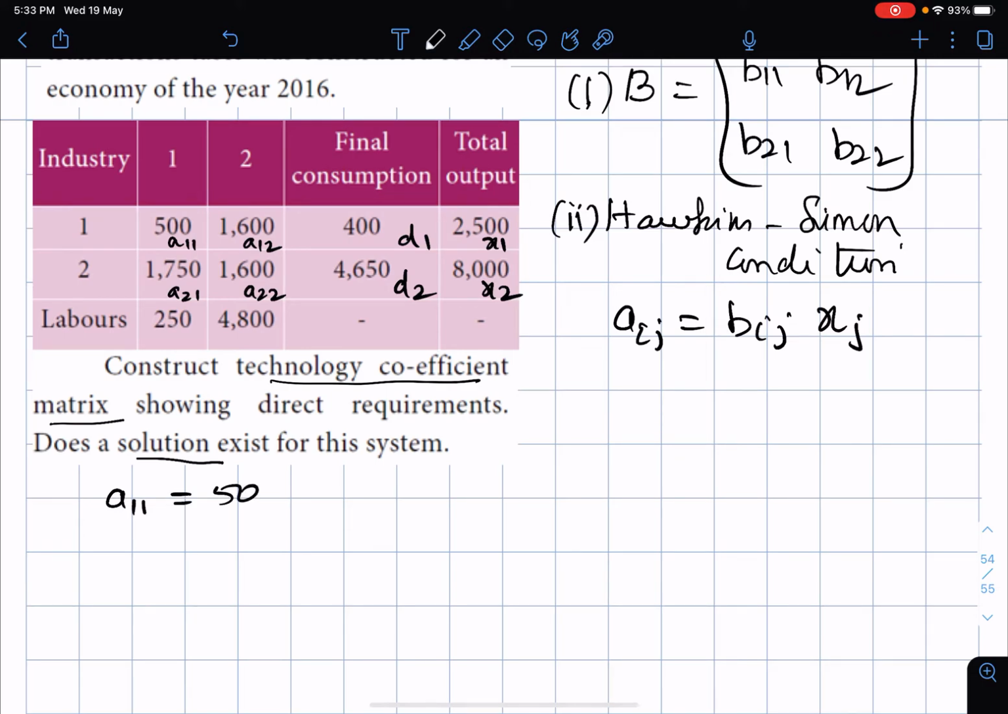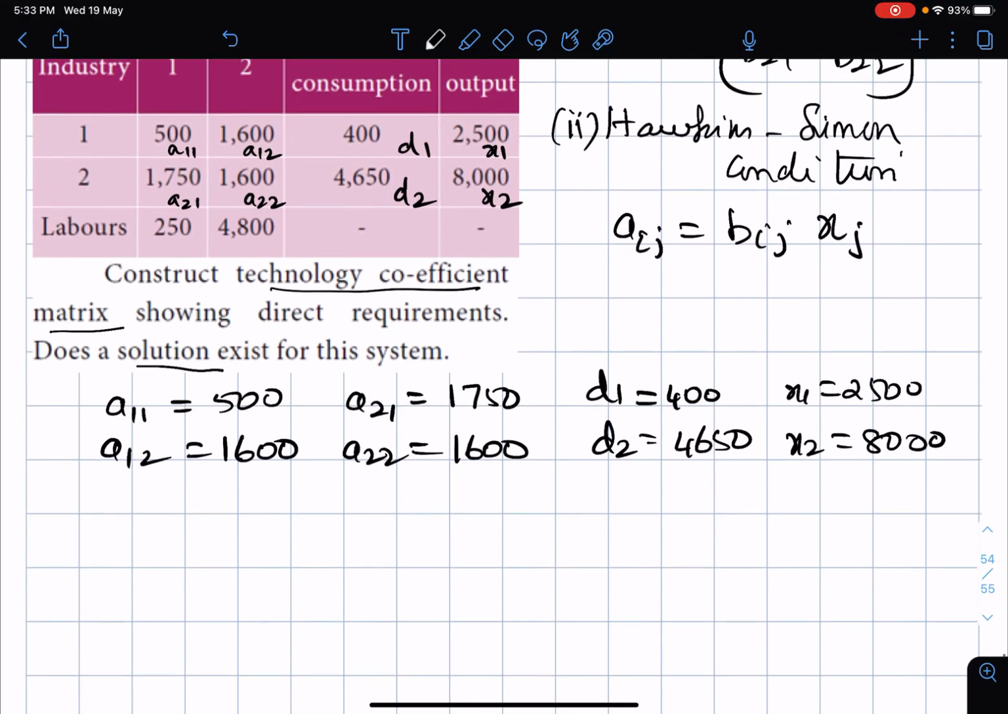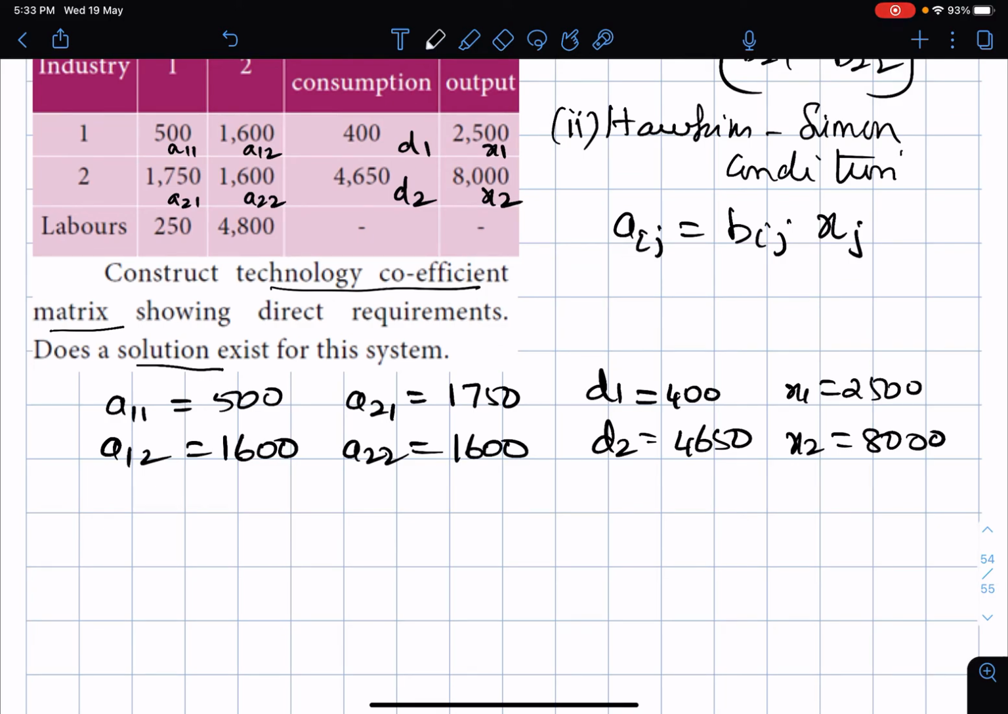Now you can write down all the values. A11 equal to 500 and A12 equal to 1600. Similarly, A21 equal to 1750 and A22 equal to 1600, and D1 equal to 400 and D2 equal to 4650. Then X1 equal to 2500 and X2 equal to 8000. After writing this, we move to our B11. What is Bij from this? Bij equal to Aij by Xj.